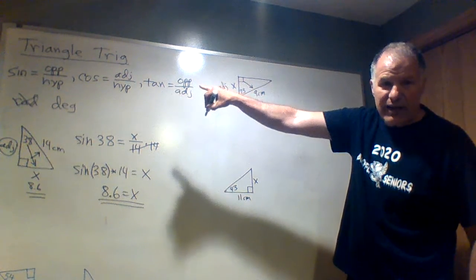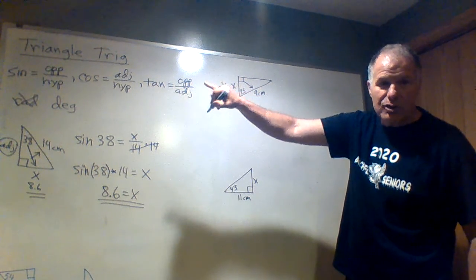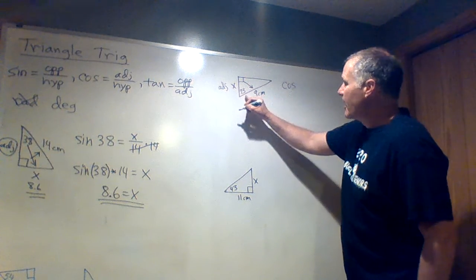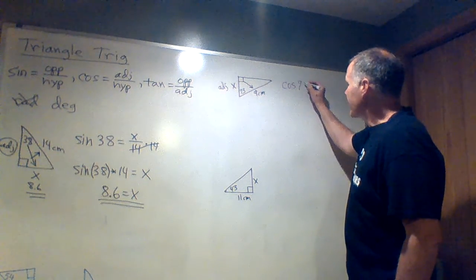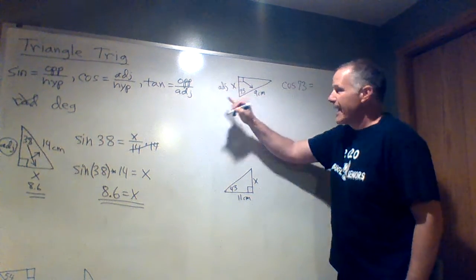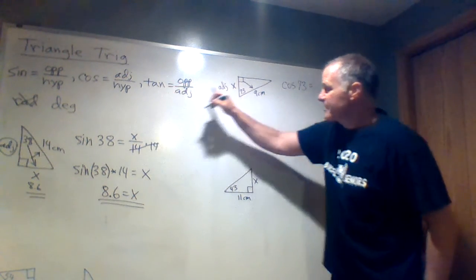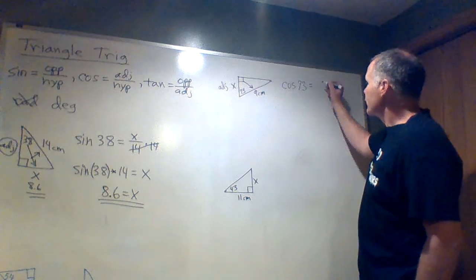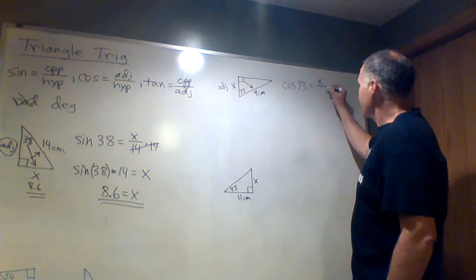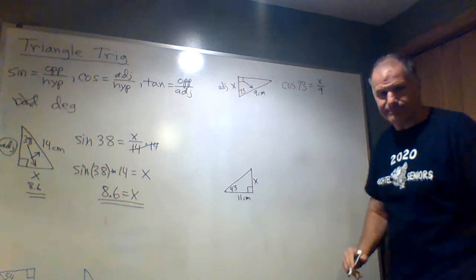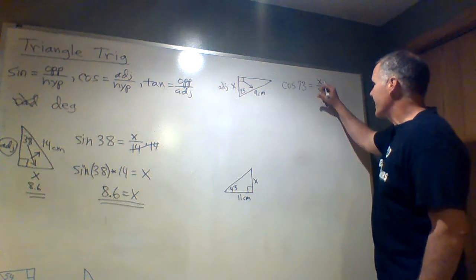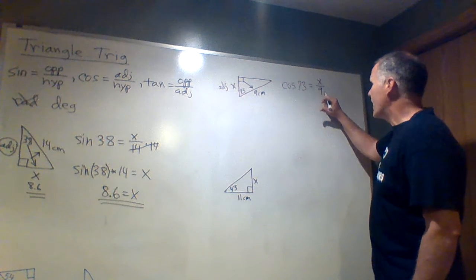If I look over there, what's adjacent and hypotenuse? Cosine this time. So it's cosine of my angle. So again, cosine of 73. And again, you can see the fraction: adjacent over hypotenuse. So x over 9. Okay, so there's my setup. Cosine 73 equals x, my adjacent over hypotenuse.